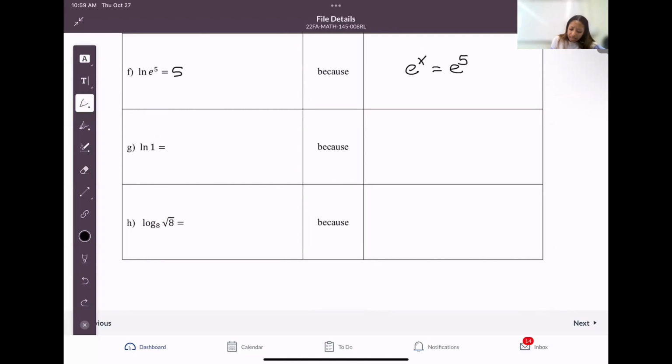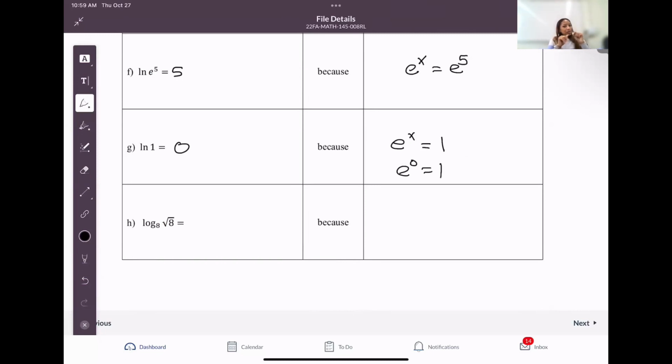Next one, ln of 1. ln is base e, so e to what power equals 1? Anything to the 0 power is equal to 1. So every time we have a log of 1, the answer is always going to be equal to 0. We know e to the 0 power equals 1, so this logarithm must equal 0.